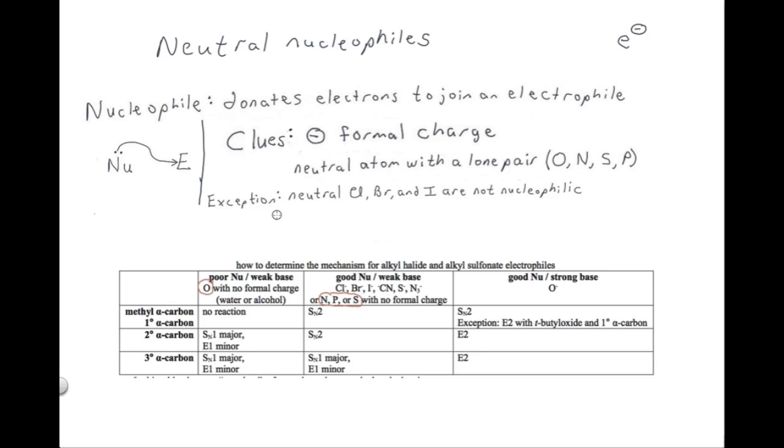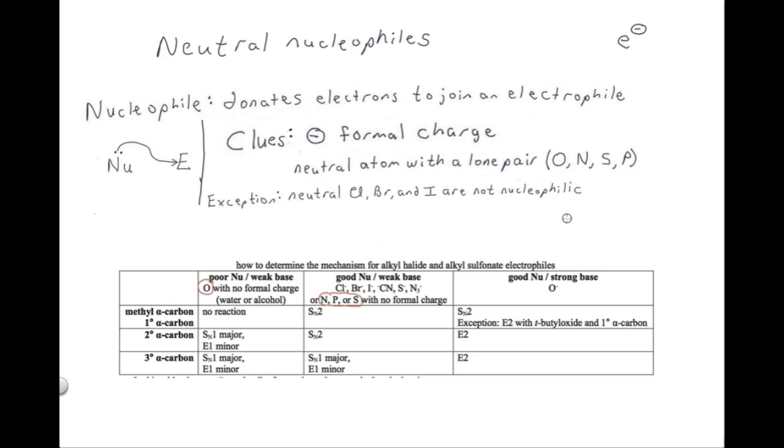Again, the most important factor is the formal charge. We've already seen that a negative oxygen is a good nucleophile, and it is good enough for SN2. But a neutral oxygen is a poor nucleophile, good enough for SN1, but not good enough for SN2. On the other hand, you can find neutral nitrogen, neutral phosphorus, and neutral sulfur here in the middle column. So these are good nucleophiles, good enough for SN2.